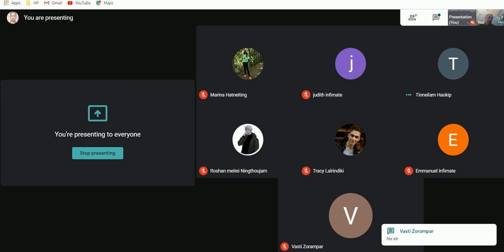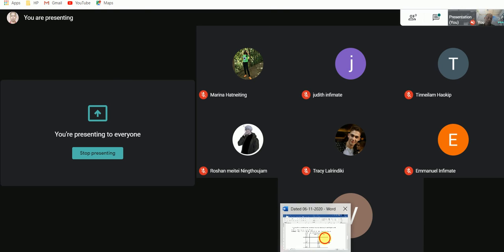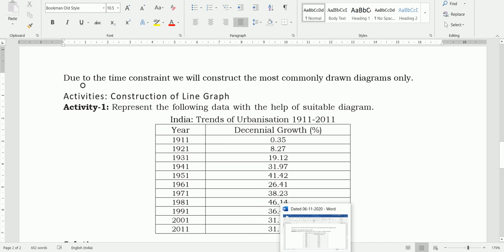Okay, then let us take up an activity. Activity 1: construction of a line graph. For this we need a graph paper, or you can draw on plain paper also. Represent the following data with the help of a suitable diagram.